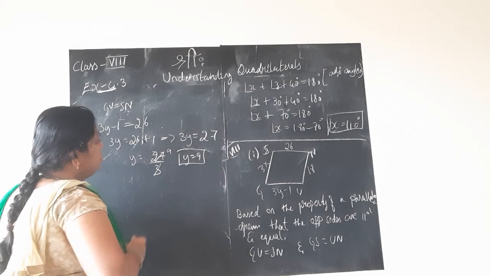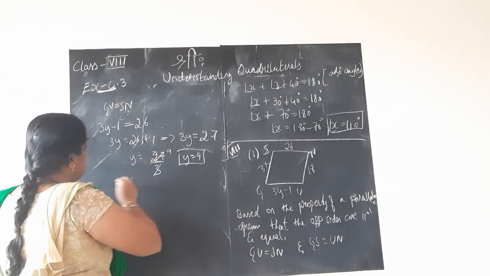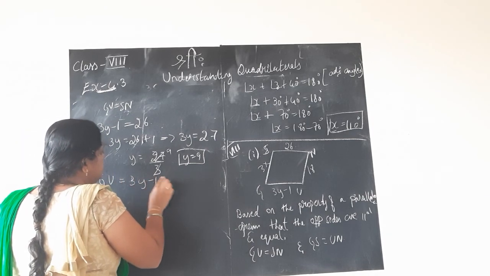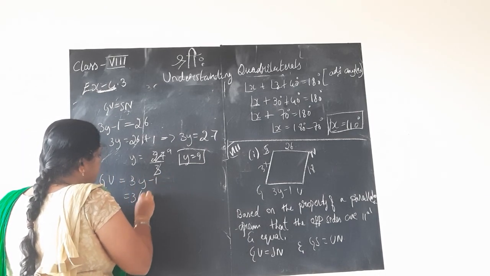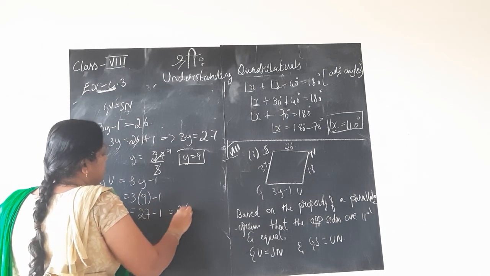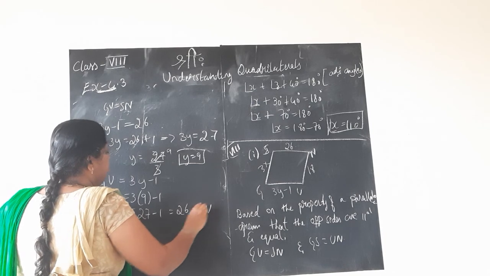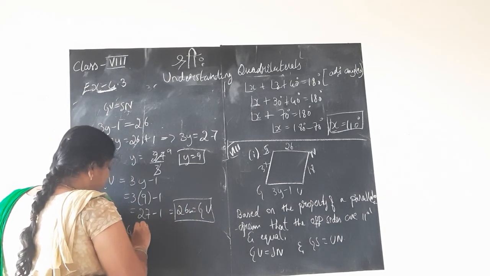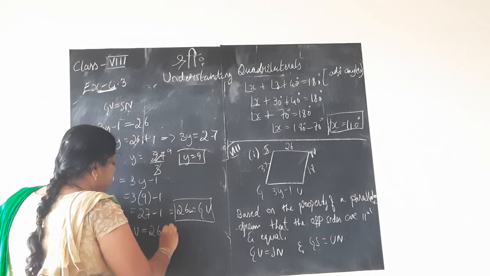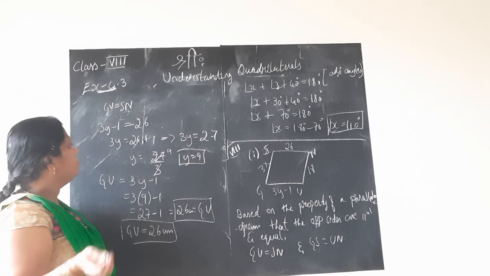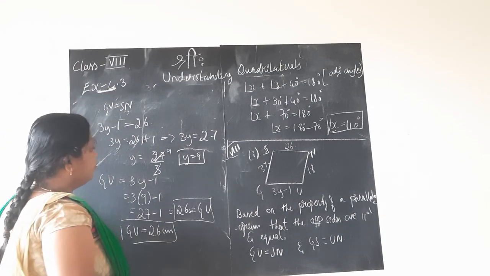Y is equal to 9, we got. So what is GU now? GU is 3y minus 1, which is 3 into 9 minus 1. 3 nines are 27, minus 1, it is 26. It is also equal to 26. They have said the lengths are in centimeters. Therefore GU is equal to 26 centimeters. So opposite sides are equal and parallel, we proved.